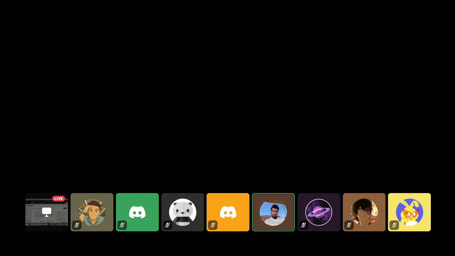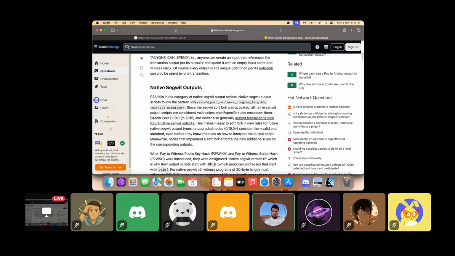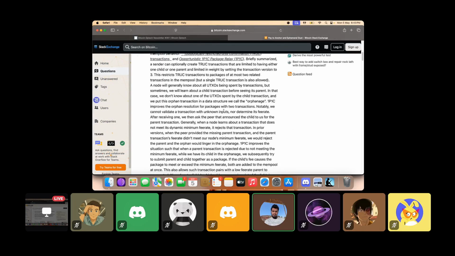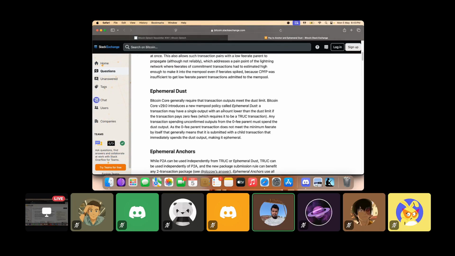You attach a child to it, and that child pays a high fee, which makes up for the fee that the commitment transaction in the Lightning Network lacks. That is the only purpose of having a pay to anchor output, and it's an anyone-can-spend output, right? So that is what pay to anchor is. Okay. This will be too long for us to read. Let's understand what ephemeral dust is.